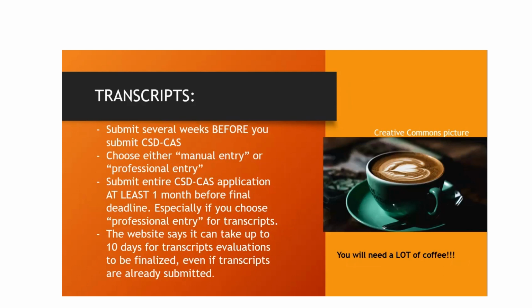Manual entry is when, after you submit the transcripts, you are manually typing in course descriptions for like, oh, I've taken this prerequisite, and this is the section number, and this is the course catalog description. But if you don't have time for that, you can choose professional entry. Of course, obviously, you do have to pay a fee for that. I think it was about $50 for a professional entry.